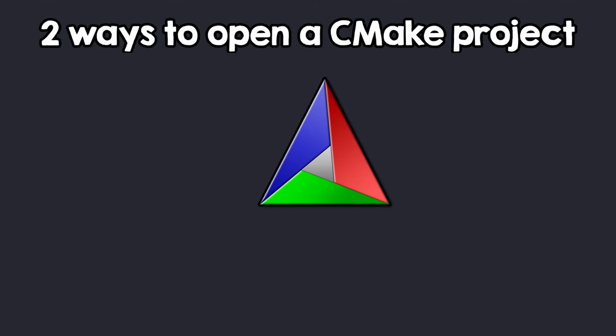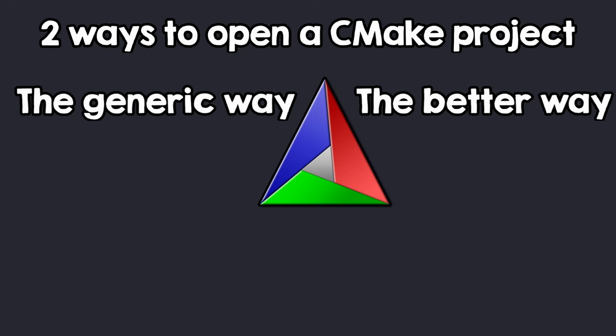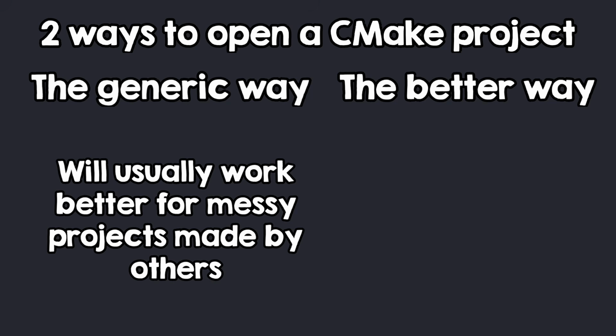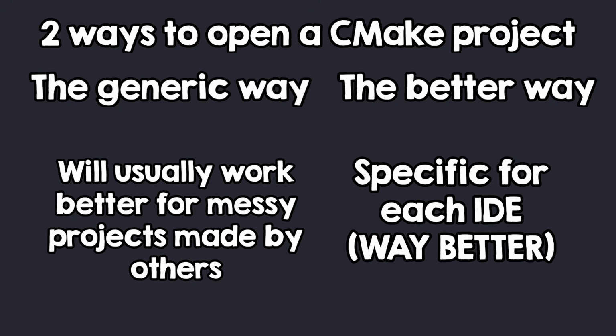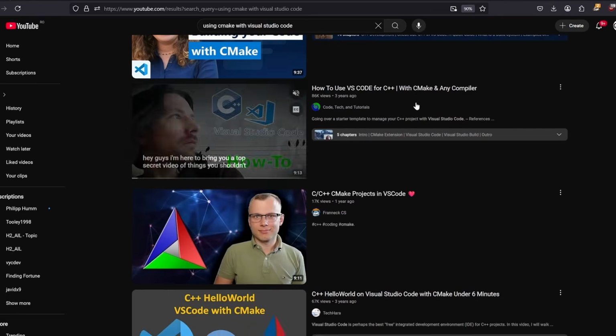Now, there are 2 ways to open a CMake project: the generic way that everyone uses, and the better way. I'll start with the generic way, because it works every time, everywhere, so it's good that you know about it. But the better way is specific for each IDE, so I will show you that for Visual Studio. But if you have another IDE, no problem. Either use the generic way, or search for a tutorial for that IDE and CMake. And yes, I will give you links for such tutorials.